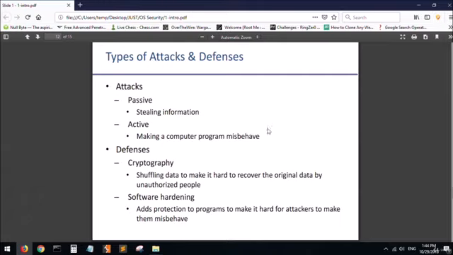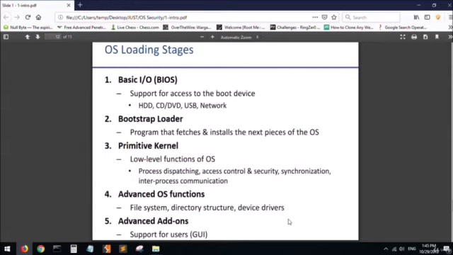Types of attacks. We have two types of attacks: passive and active. The passive is stealing information. The active is making a computer program misbehave. The defense for passive is cryptography, shuffling data to make it hard to recover the original data. Of course, cryptography would encrypt the data. For the active one, software hardening, which adds protection to a program to make it hard for attacks to make it misbehave. This is the active, and this is the behavior.